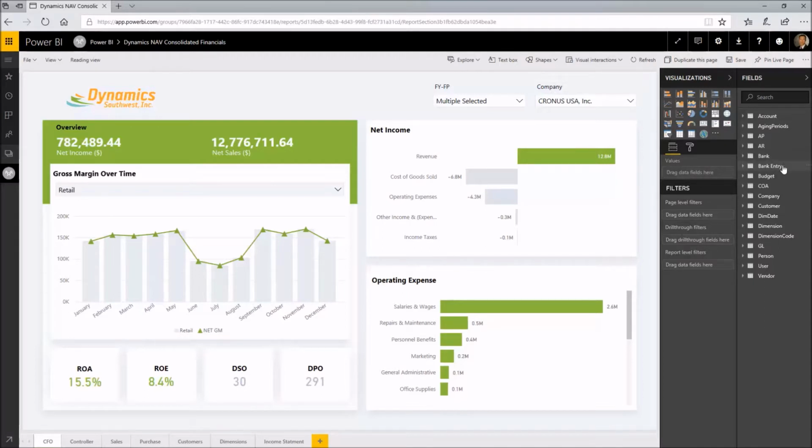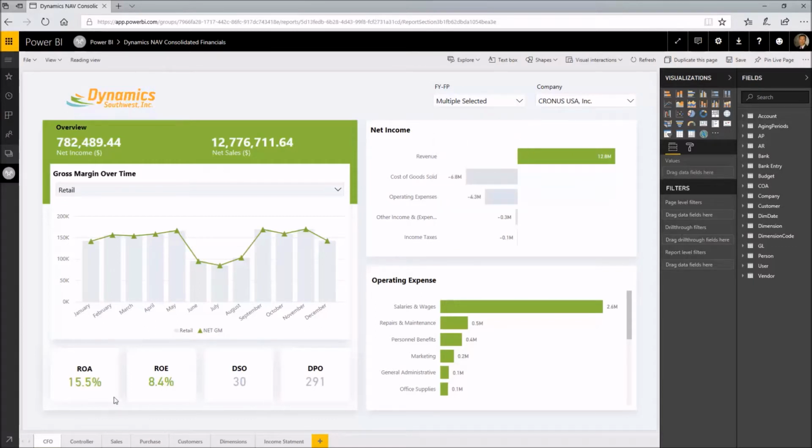The financials means the data model included data from general ledger, budget, customer, and the vendor ledger to allow you to view business metrics, track the budget, forecast the cash flow by fiscal periods defined in the accounting period in NAV.